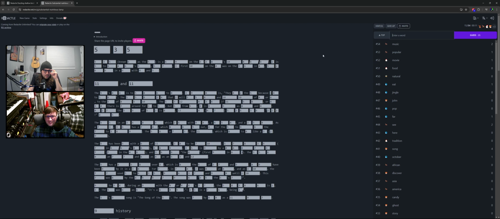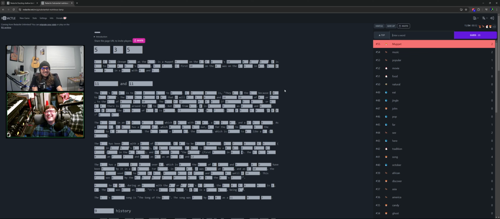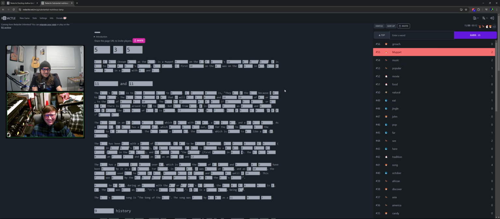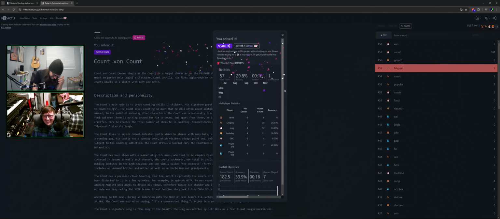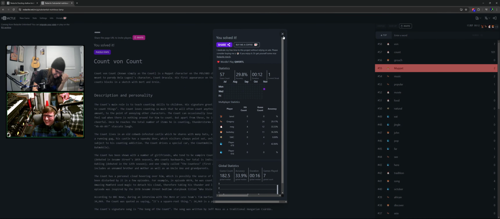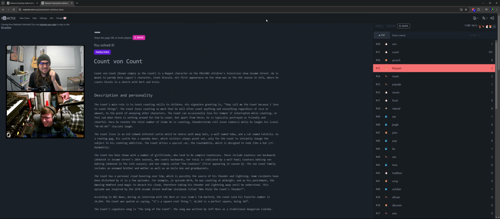I'm gonna use an official hint. It is a Muppet. Oh man. Yep. Count von Count. The first vampire in my life and probably the most dangerous of all. Indoctrinating our kids to math. This is so good. This is a great choice.